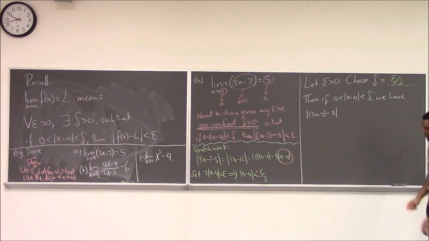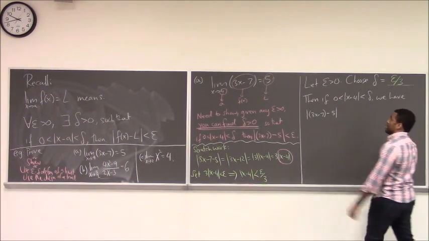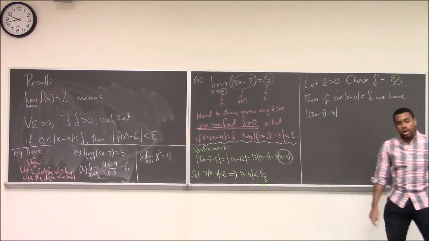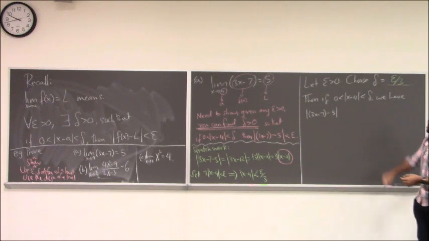And so now what's going to happen? Now we come back to the problem. So here's how the solution is going to look. Let epsilon be greater than 0. So give me any epsilon greater than 0 that you want. Choose your delta to be epsilon over 3.